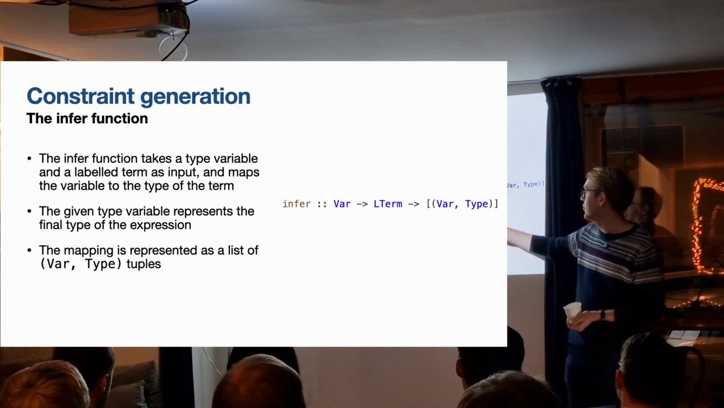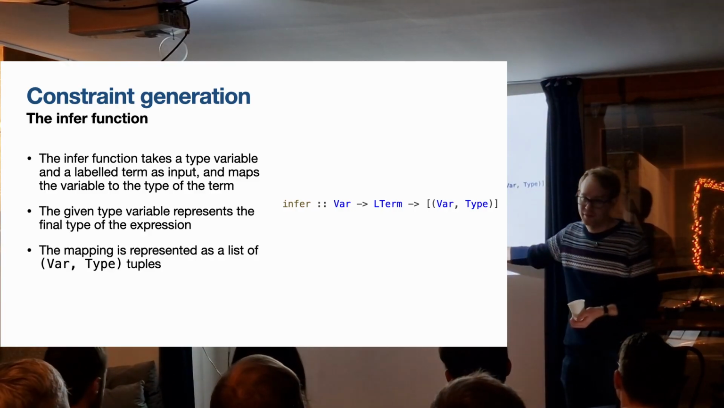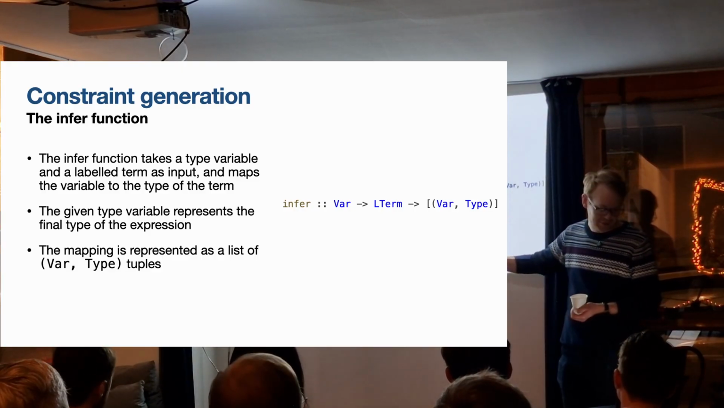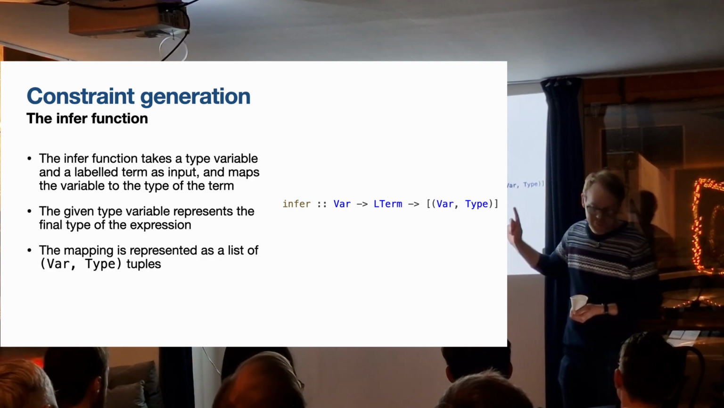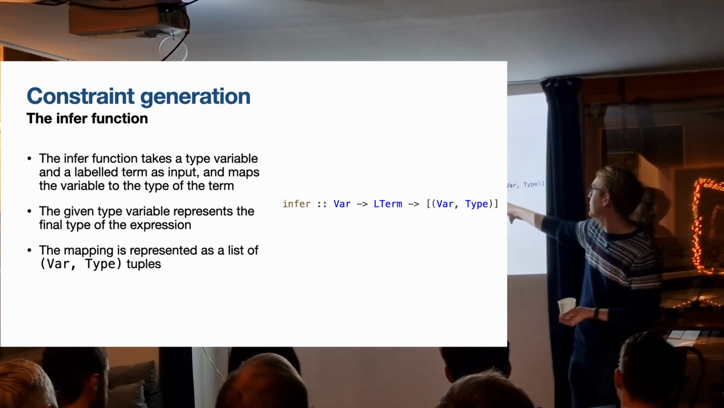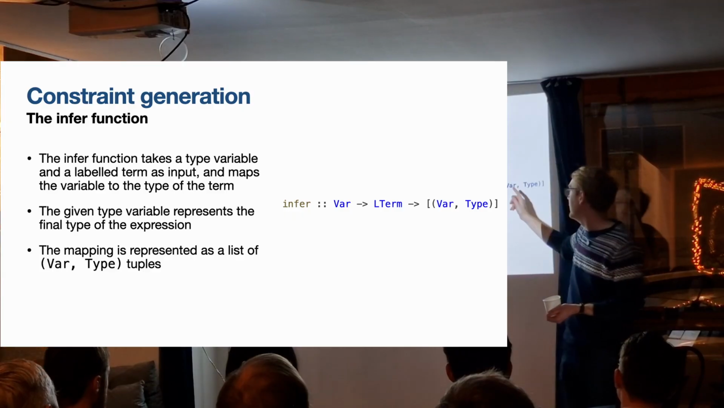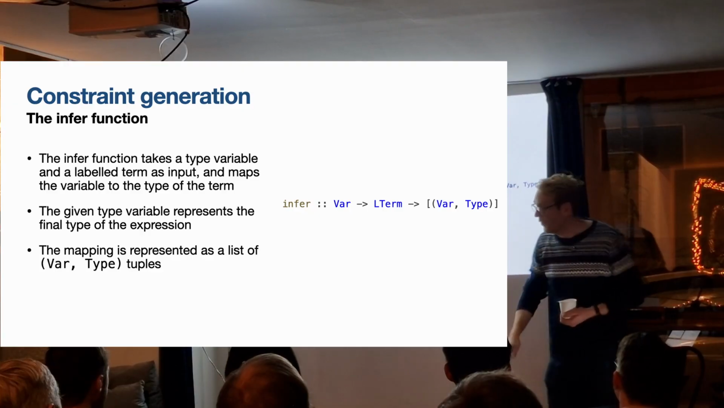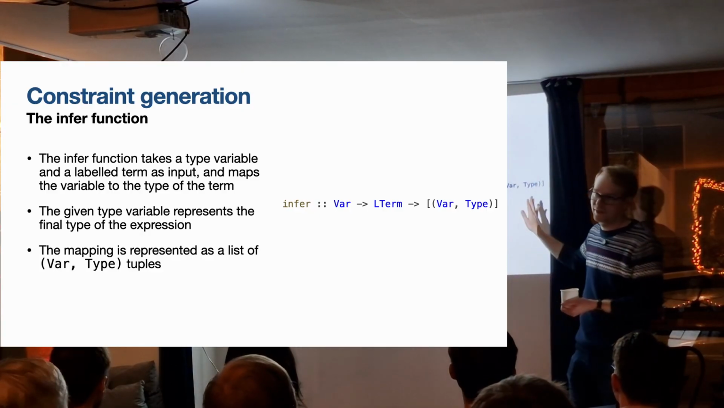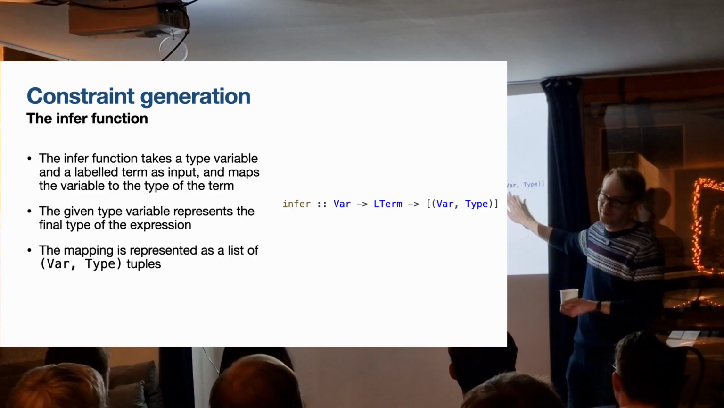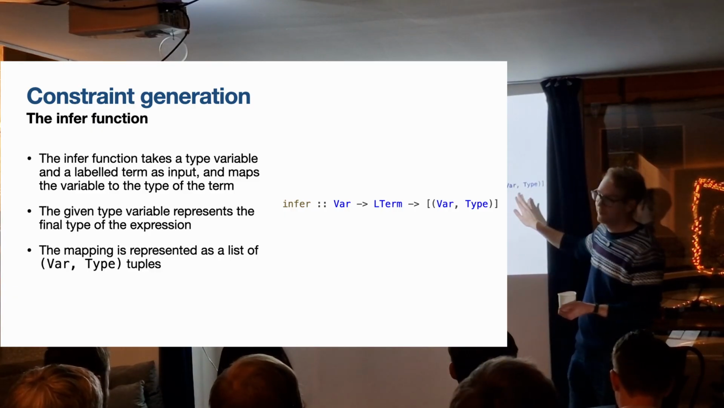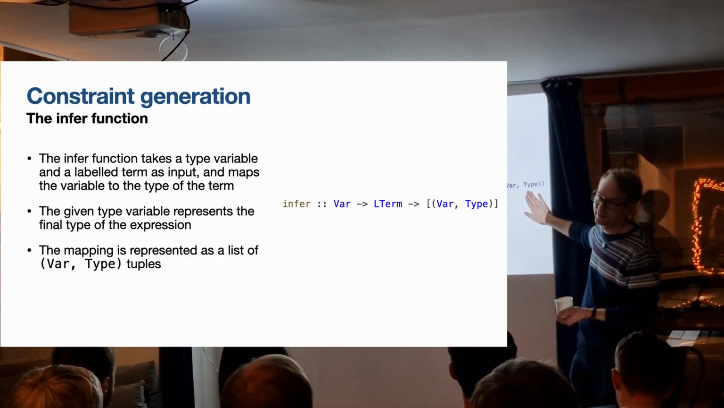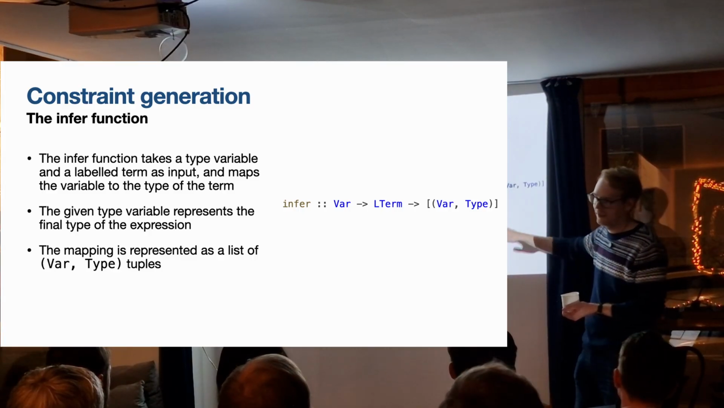Okay, so the infer function takes a variable and a labeled term, and then it creates a mapping between this variable and a type that it has figured out. This is how we save the constraints. It's like tuples with variables as the first element and a type as the second one. And like I said before, there can be variables on the right-hand side as well, but we've wrapped them in the type var type.